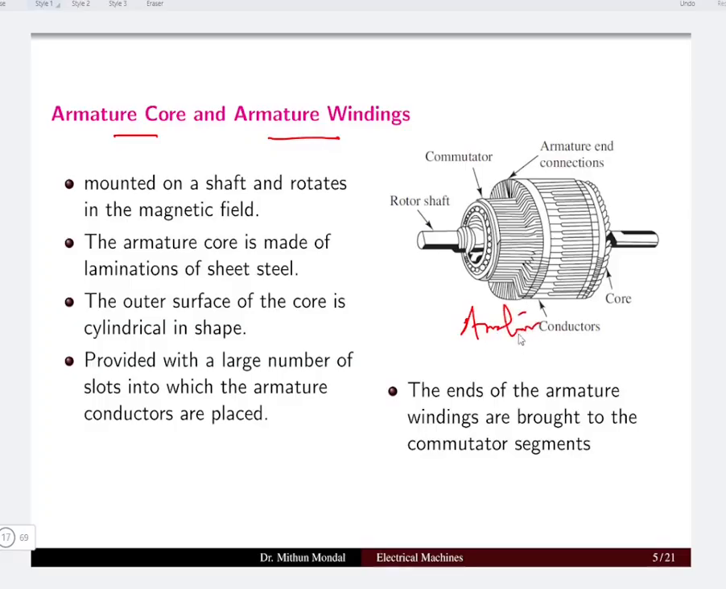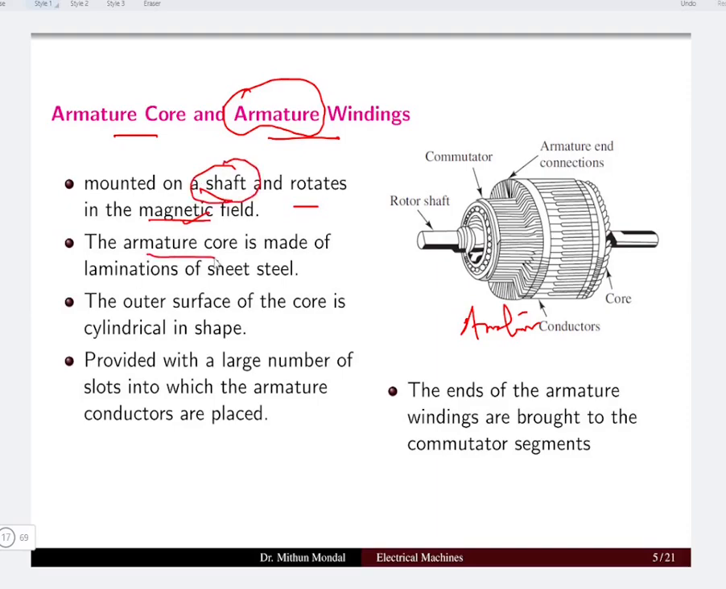This is the full armature. It is mounted on the shaft and rotates in the magnetic field. So the armature is the one which is rotating in the magnetic field, and it will be mounted on the shaft of the rotor.